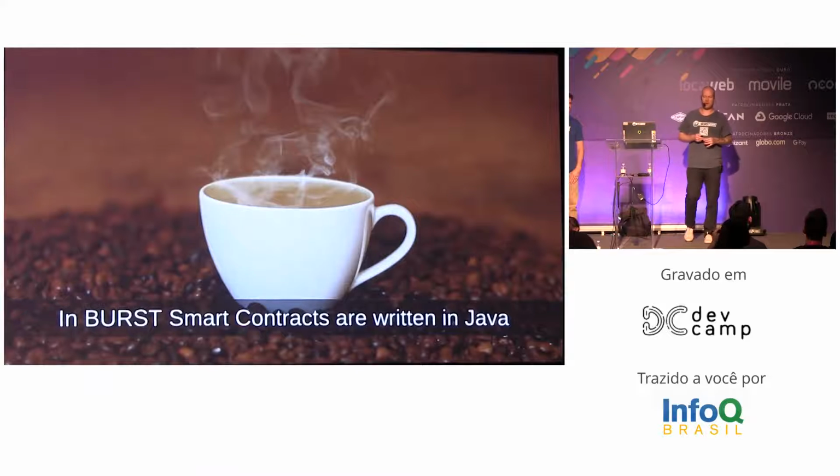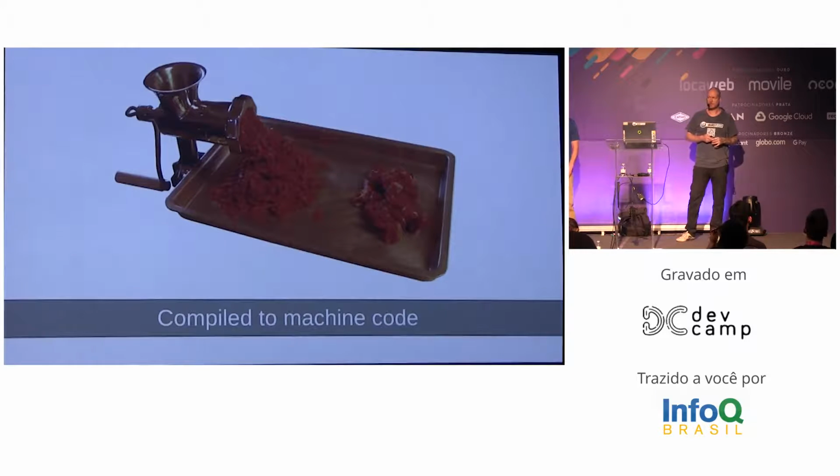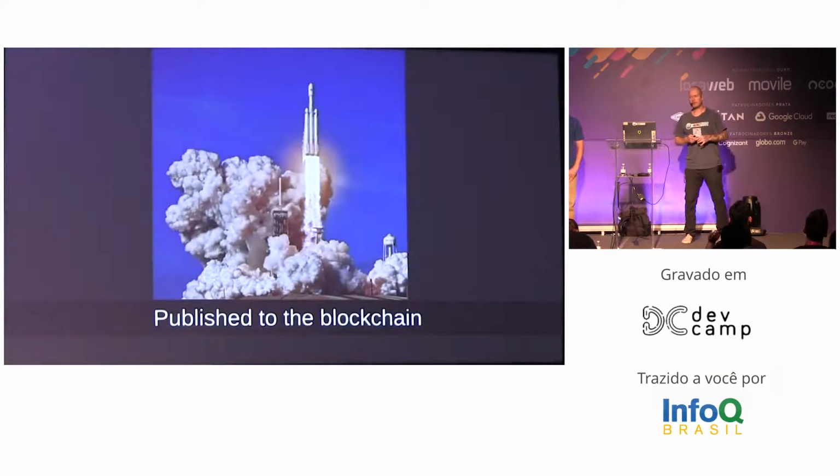So in Burst, we have smart contracts written in Java. This is a pretty new feature we have. We use Java, and this will be compiled to a certain machine code. Then we test it a little bit, we have a kind of emulated test, and then we can publish it to the blockchain.